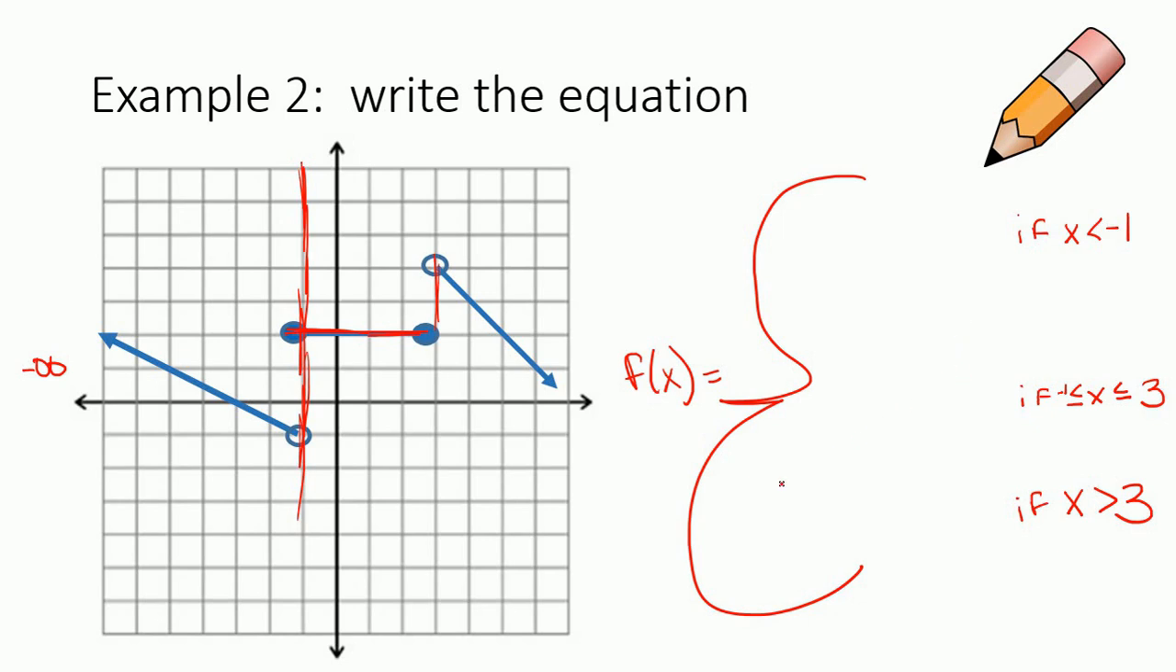Now, let's write these equations. Let's use the translated form. So, very first thing we're going to need, what is our slope? Well, I'm going to go down 1 over 2. So, down 1 over 2 is negative 1/2, right?